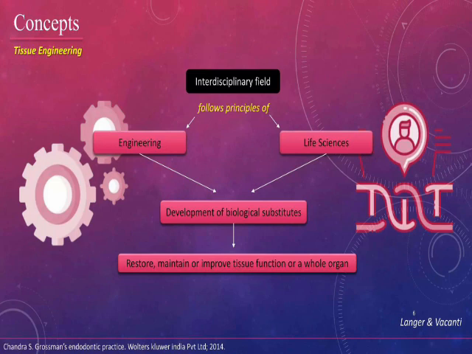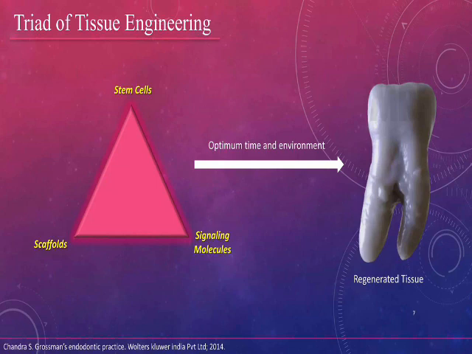So this concept of regenerative endodontics is based on tissue engineering. It's an interdisciplinary field. Tissue engineering combines the principles of life sciences and engineering to develop biological substitutes. These substitutes are designed to restore, maintain, or improve the function of tissues or a whole organ itself. Key figures in this field include Langer and Vacanti. These are the two people who worked on it.